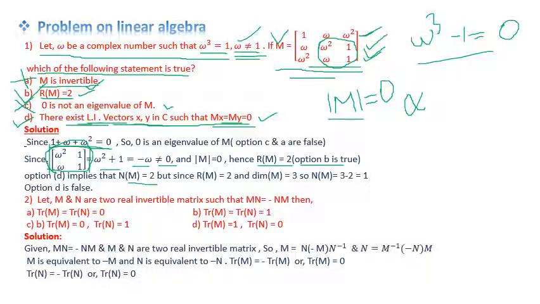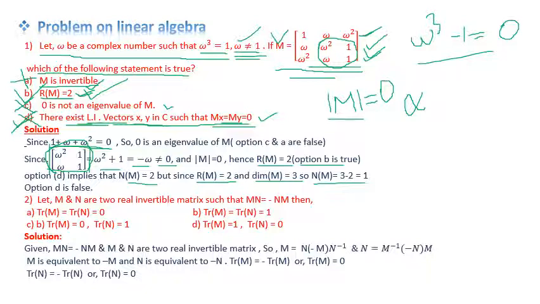But since we have proved that the rank of the matrix is 2, and the dimension of the matrix, as you can see, is 3, therefore the nullity of the matrix will be 1, not 2. Therefore this option is incorrect. Option D will be incorrect. So our correct option will be option B, right? So option B will be the correct answer.